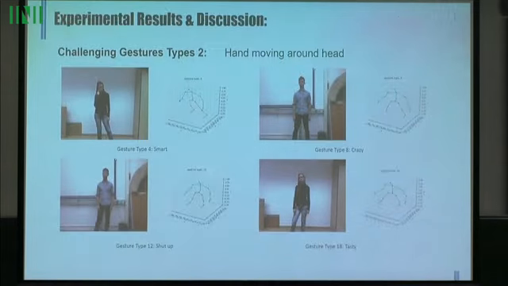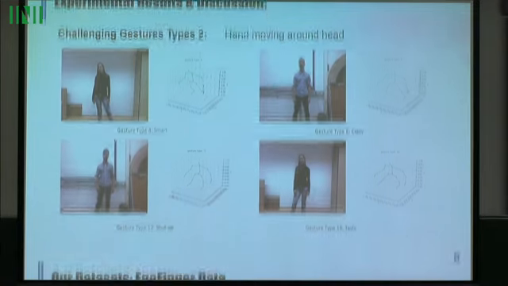And also I have another type. It's hand moving around the head. So even if you see the skeleton, you probably cannot directly see the difference. So those are the challenges considering the noise in the skeleton estimation.